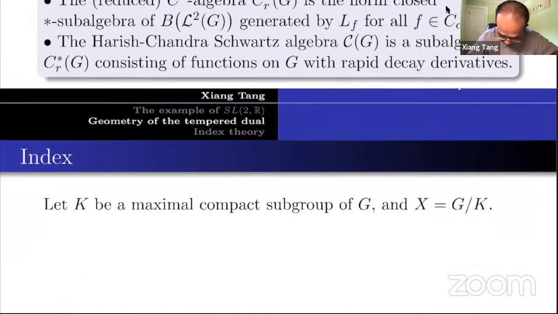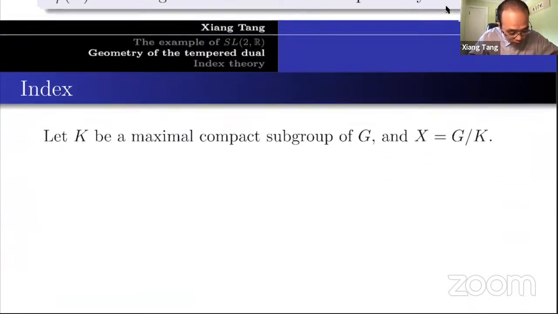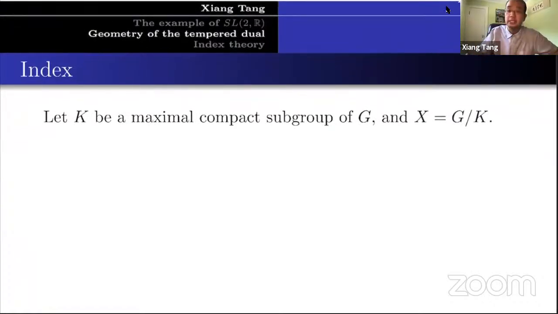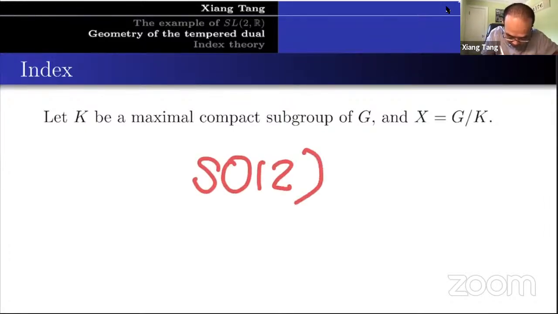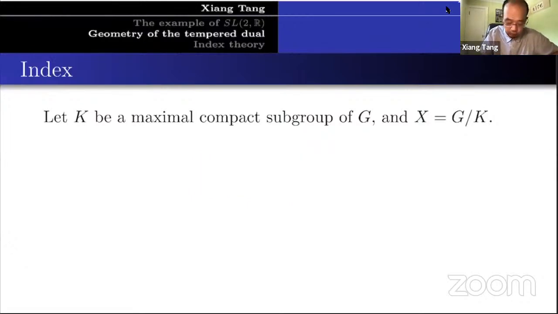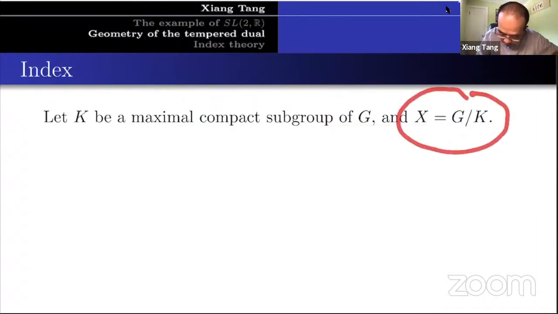Now let me generalize the construction and the operators we had just now for SL2. For SL2, we considered SO2, right? That's the maximal compact subgroup of SL2. So now we can just consider the maximal compact subgroup and then take the natural quotient.